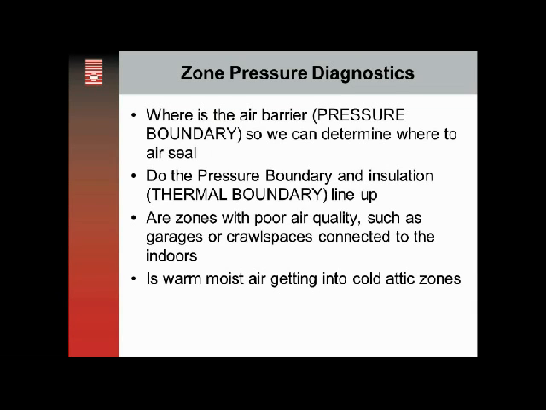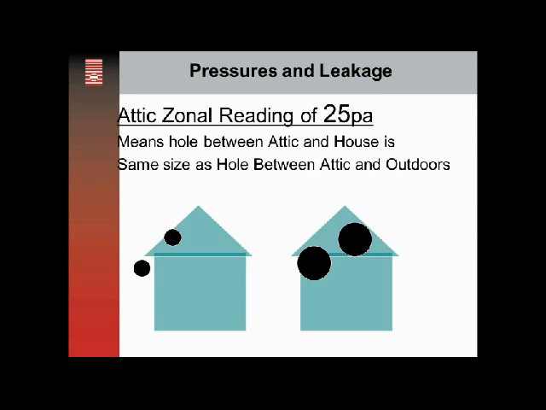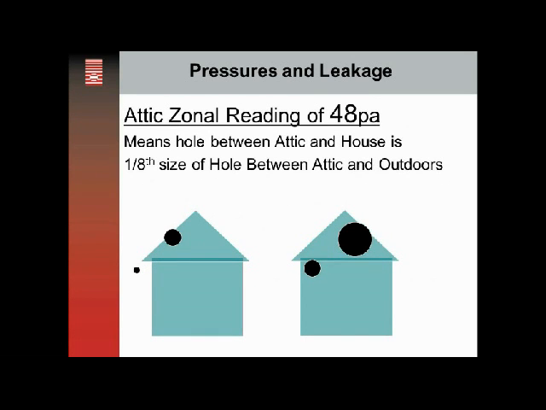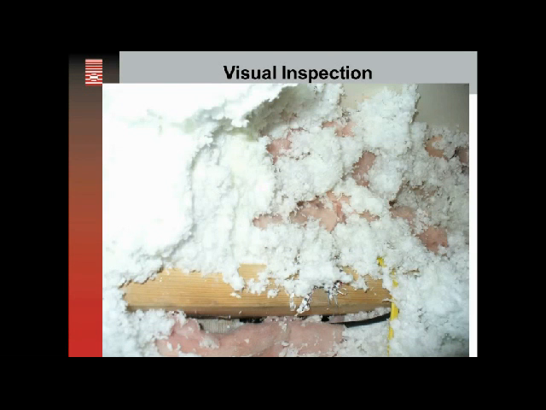This can help you work with both attics and crawl spaces or other little zones in a building, side attics, and really can be one more useful tool in your bag of tricks. Zonal readings: if I've got an attic zonal reading of 25 pascals, it means that the hole between the attic and the house is the same size as the hole between the attic and the outside. An attic zonal reading of 48 pascals with the building depressurized to minus 50 means that the hole between the attic and house is 1/8 the size of the hole between the attic and the outside. Zonal diagnostics can be used.